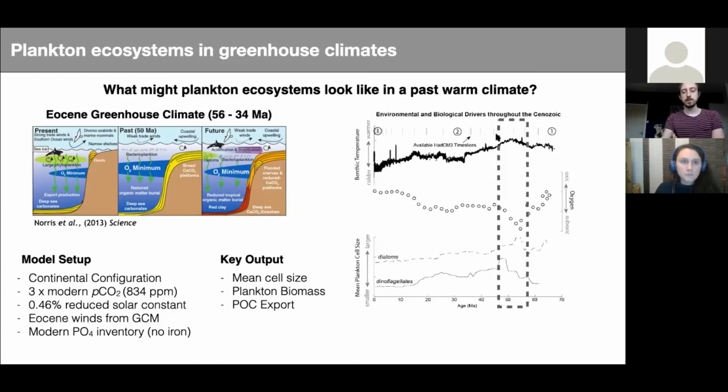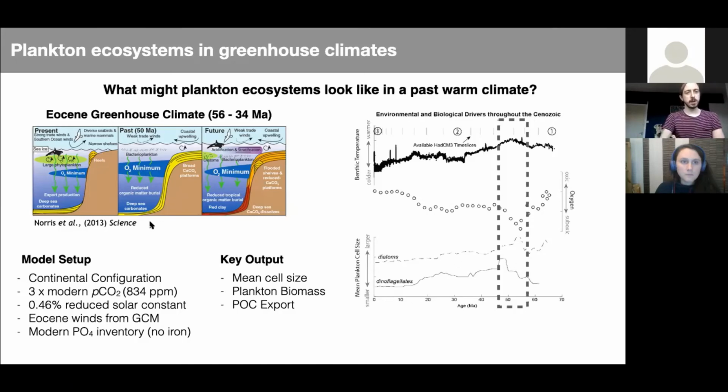In terms of temperature, we have no ice at the poles. And we also see big changes in the plankton cell sizes in the fossil record. It also is a really nice, the best analog we have for the long-term future climate that we're heading towards. So basically a very high CO2 warm world.